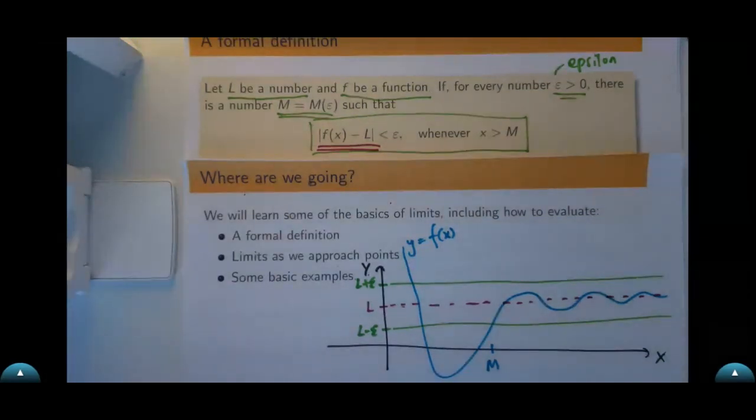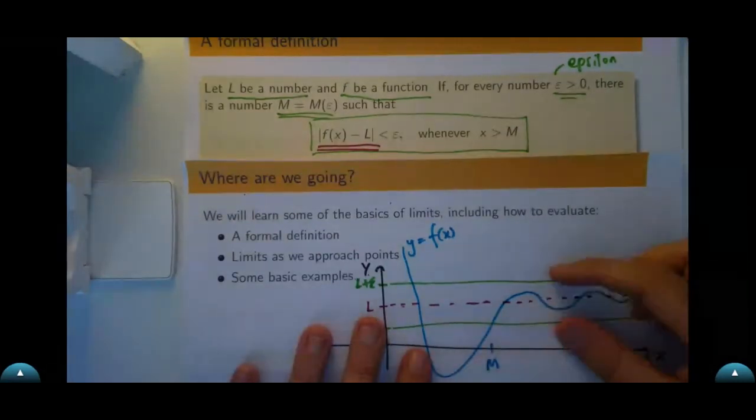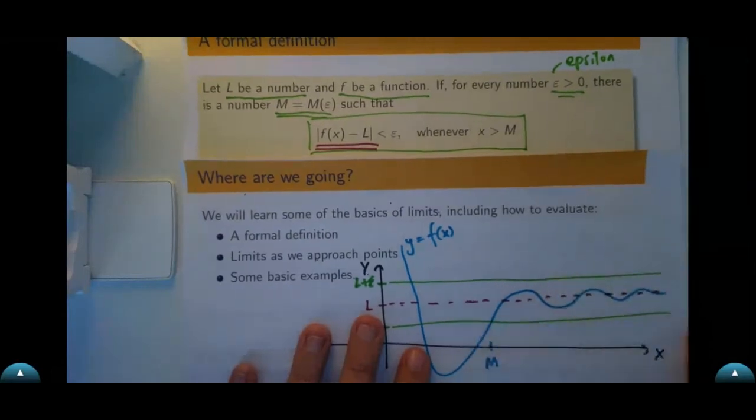All right, so a few questions in the chat. So Snea, instead of saying the function gets near L, we give it a strict boundary, right? Yeah, so usually what happens, and we'll see this in a minute, is when this strip gets really thin, we have to go way out to the right.